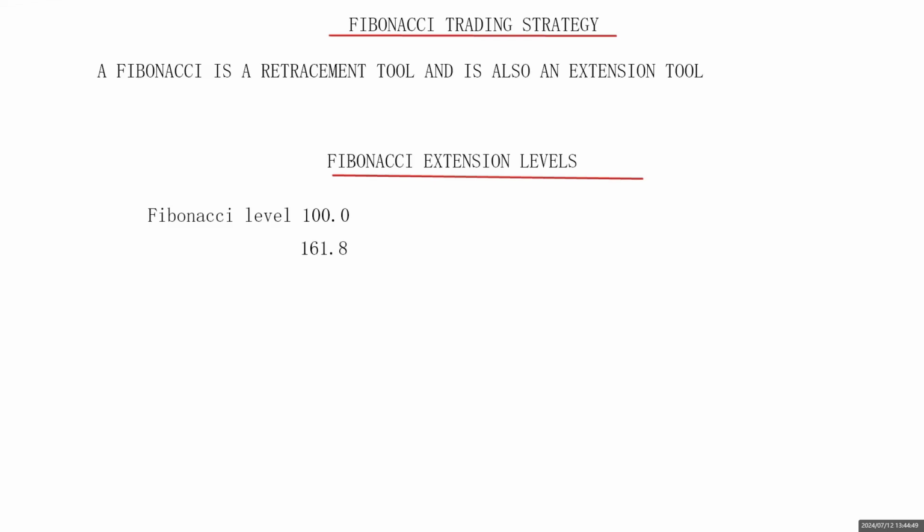And we also have the Fibonacci level 261.8. Okay, so now what is the most significant level in the Fibonacci extension level? The most significant level is the Fibonacci 100.0. Okay, the Fibonacci 100.0 is the most significant Fibonacci level, and whenever we are picking a trade, the maximum that we exit our trade is the Fibonacci 100.0.